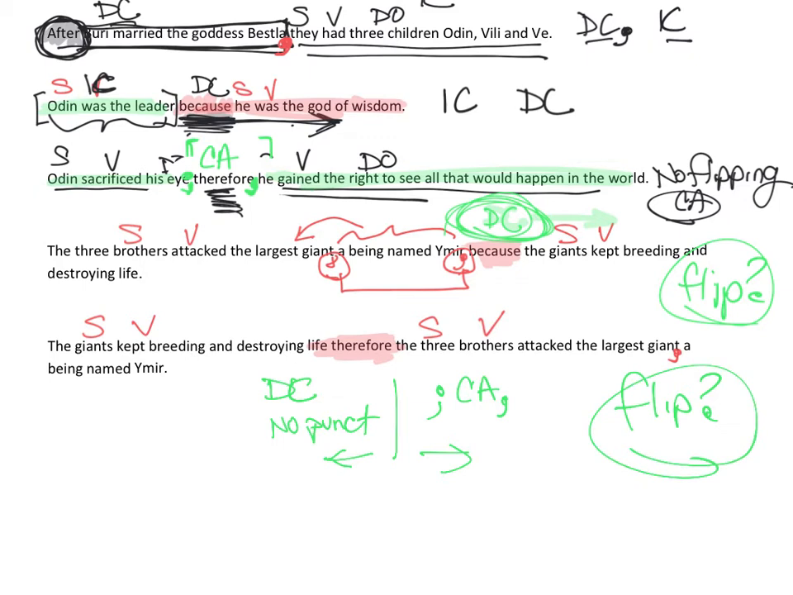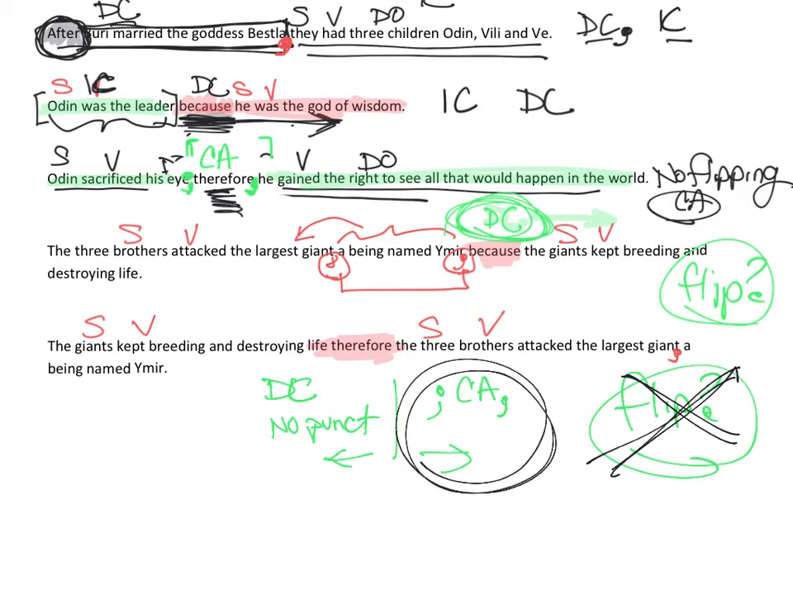So you tell me. The giants kept breeding and destroying life, therefore the three brothers attacked Ymir. Therefore the three brothers attacked Ymir, the giants kept breeding and destroying life. No, that does not sound right at all. That does not flip. If it does not flip, which side does that throw it into? It's a conjunctive adverb. So I'm going to put the semicolon in front. I'm going to put the comma behind.